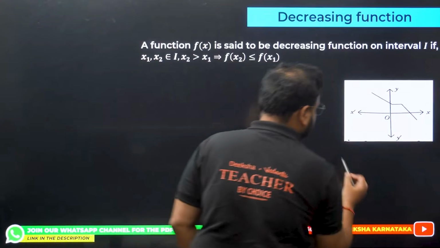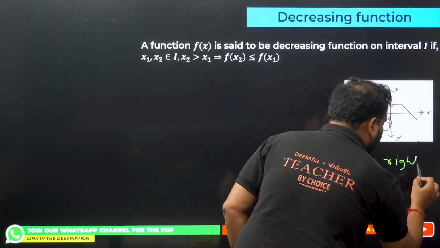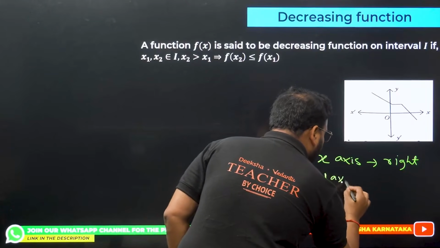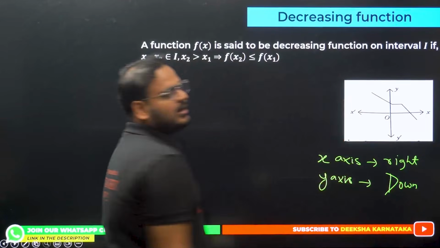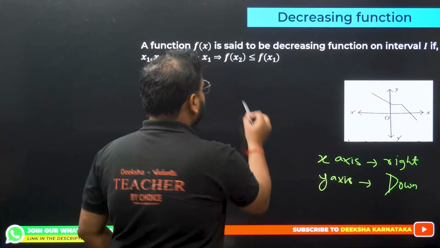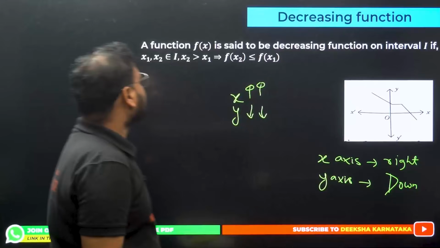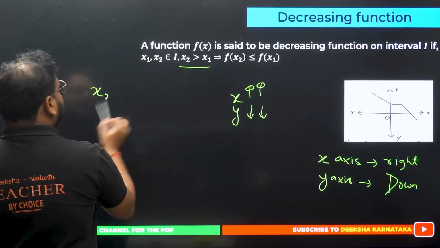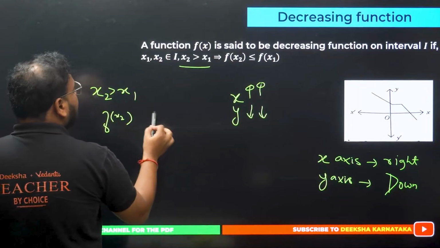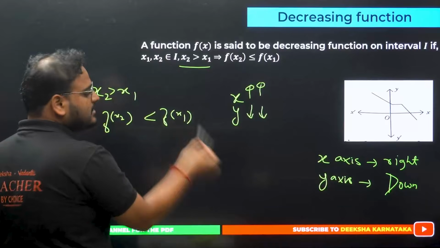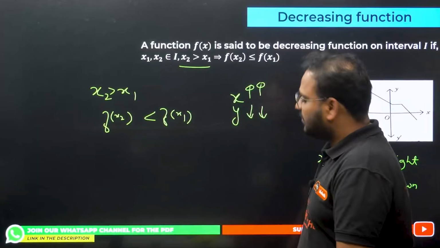Check this out. If across the x-axis you are moving towards the right, what happens upon the y-axis? The graph goes down. It means that as the x value increases, your y value is decreasing. Basically, if x2 is more than x1, f of x2 will be less than f of x1. When this happens, you call the given function decreasing in nature. Let me show you with the help of the graph.